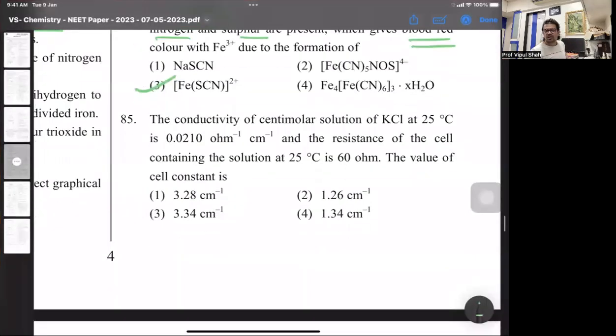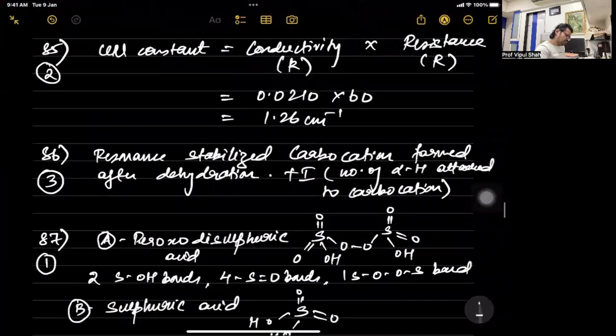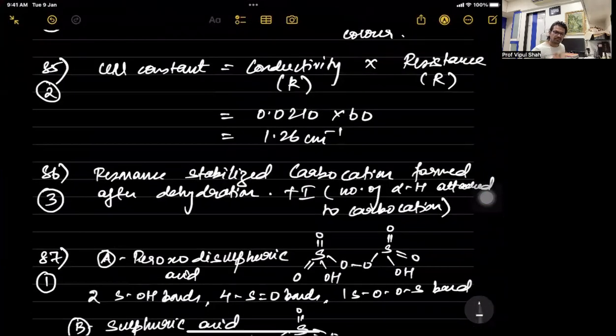85th is a simple question for us. It's very direct. Conductivity of a centimolar solution. Conductivity is kappa and resistance is R. They are asking cell constant. Cell constant is conductivity into resistance. So just multiply directly. That will be option B. So that's 85. All right.